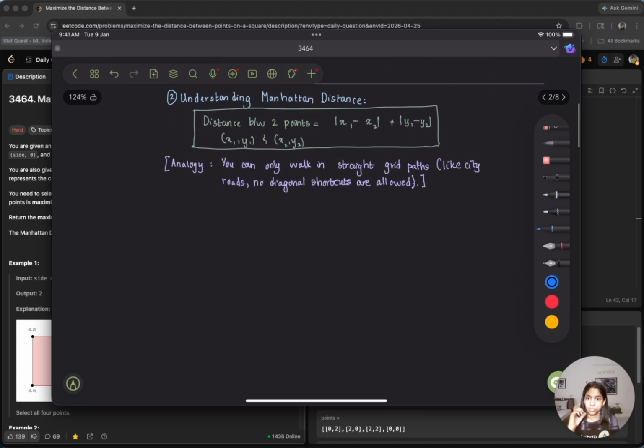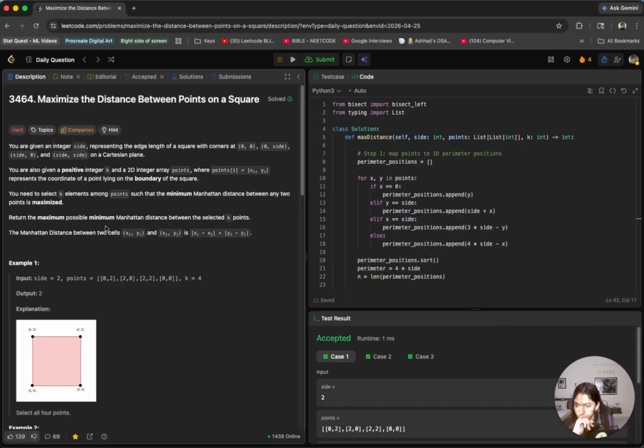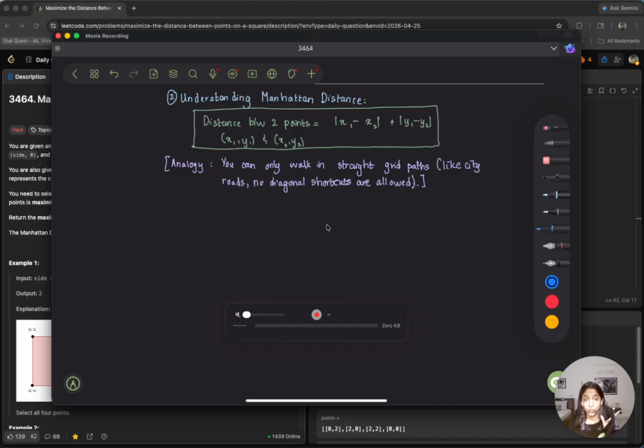Now the question has mentioned we want to get, what does it say here? The minimum Manhattan distance between these k selected points. Okay, so let's just understand what Manhattan distance actually is. If I have 2 points, x1, y1, and x2, y2 on a coordinate, the Manhattan distance between them is the absolute difference between x1 and x2, plus the absolute difference between y1 and y2. And that's how we get our Manhattan distance.